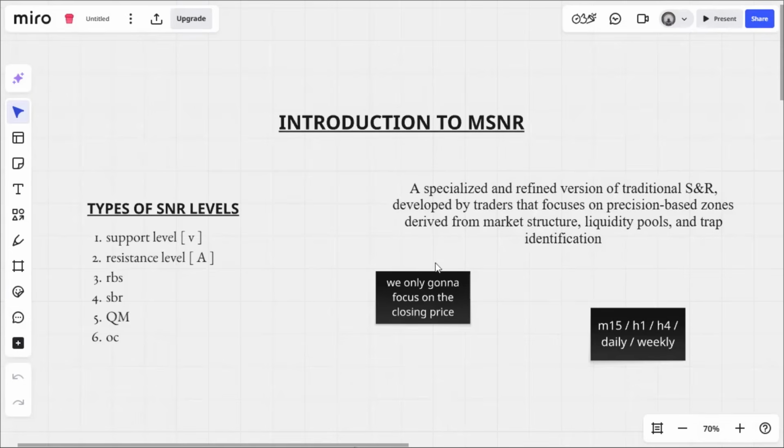In MSNR, we only focus on the closing price. That's why we use line charts a lot, because we are focusing on the closing prices, and line charts only print the closing prices of the candle.